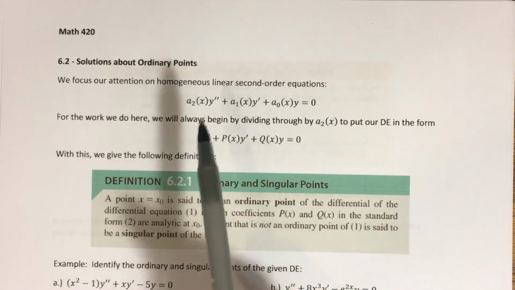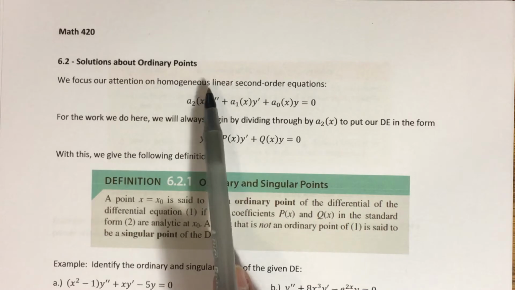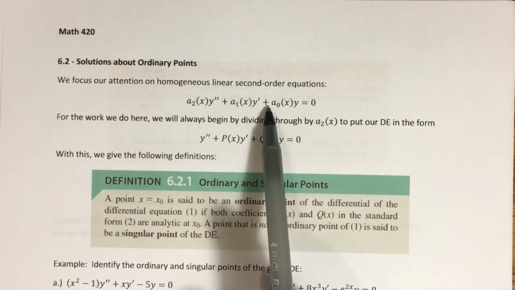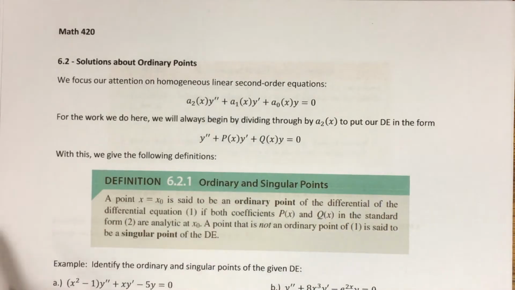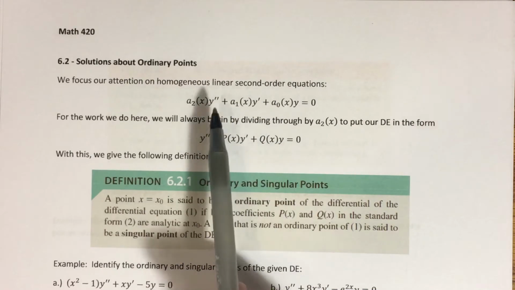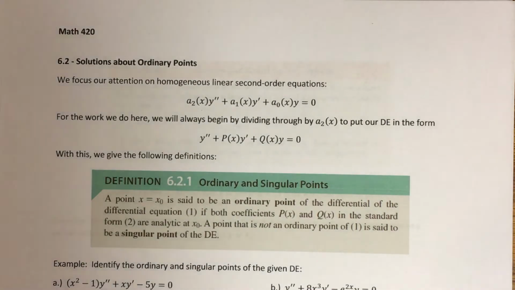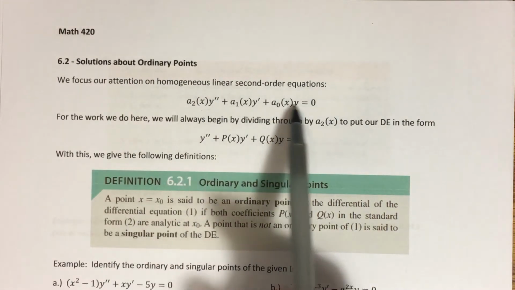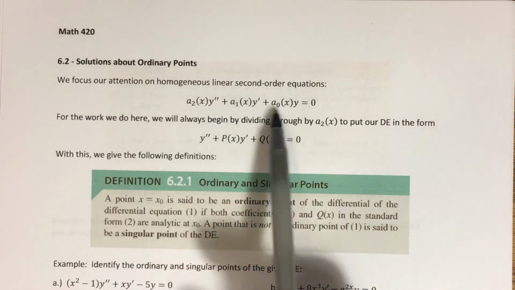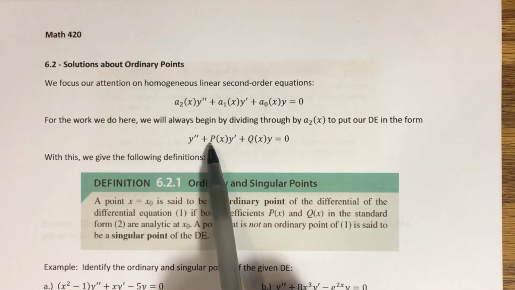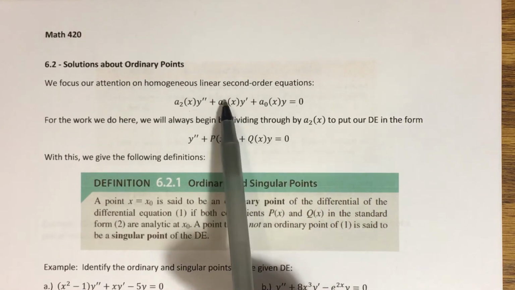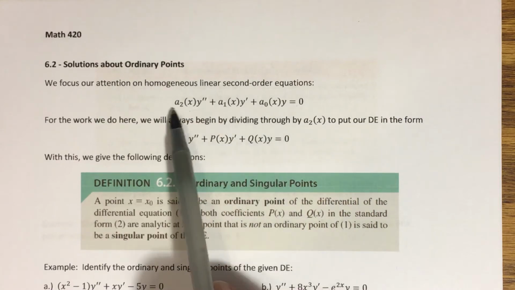So to set the stage, we're focusing specifically on homogeneous linear second-order equations, which, again, the general form of those looks like this. And as we have done previously, we want to put this into a standard form by getting the coefficient on my y double prime to equal 1. That's just going to require us to divide everything through by this a2 of x right here. That's going to take this DE and make it look something like this: y double prime plus p of x y prime plus q of x y, where p of x is just a1 over a2, q of x is just a0 over a2.